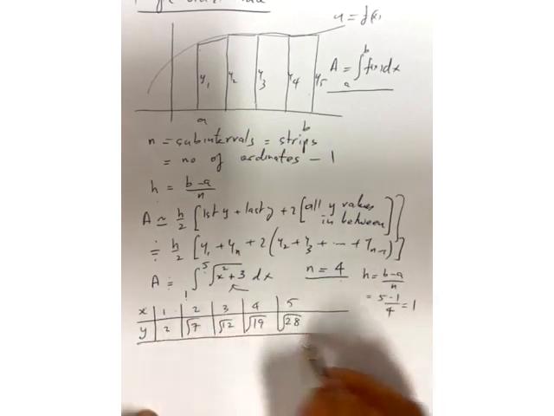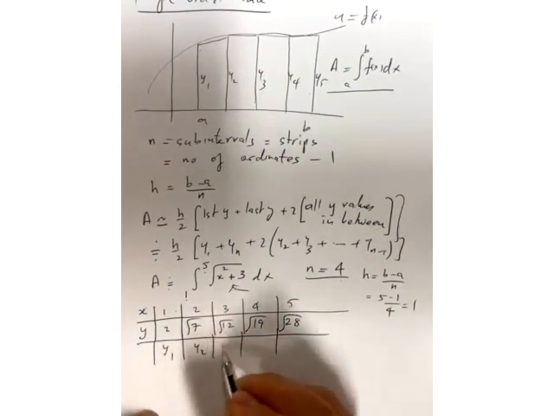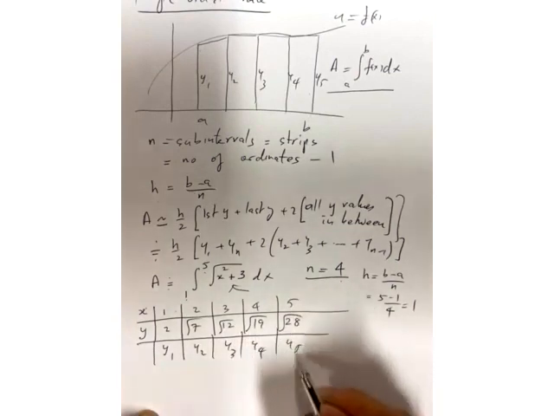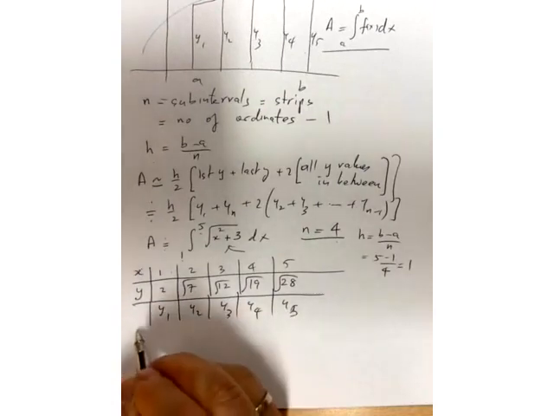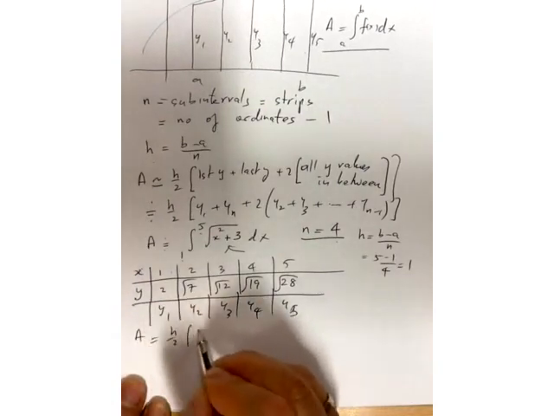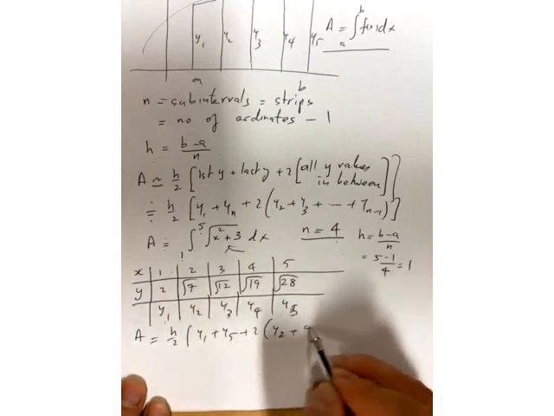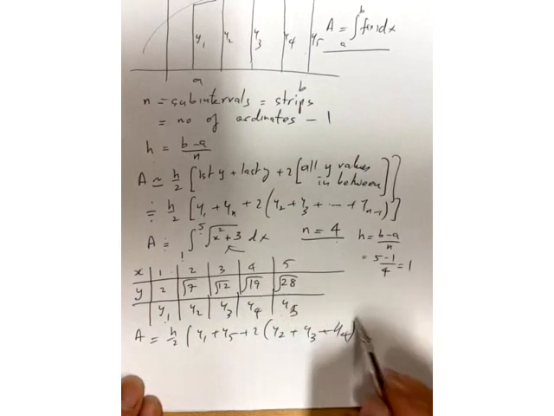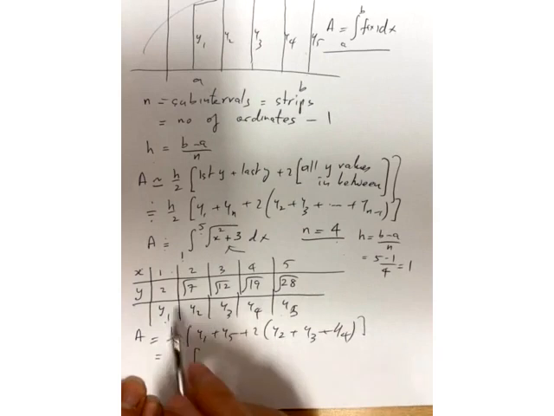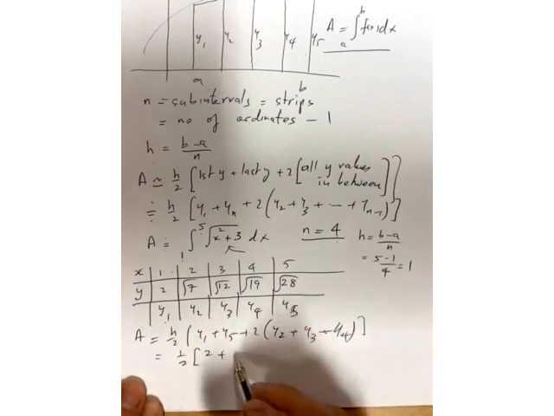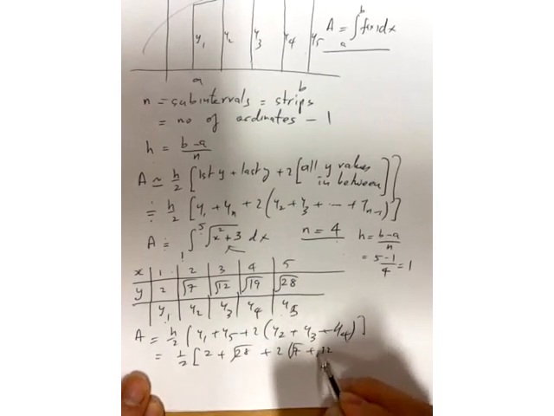And then you should really label underneath here y1, y2, y3, y4, and y5. That will be the best thing. And then what you do is you quote the formula, always quote the formula: h on 2, y1 plus y5, first plus last, plus twice the ones in between. And then you substitute in the values. So h is 1, so put 1 on 2. The first one is 2. The last one is root 28. And then twice the ones in between. That's all there is to it.